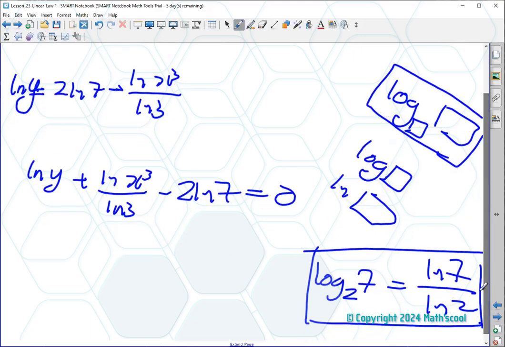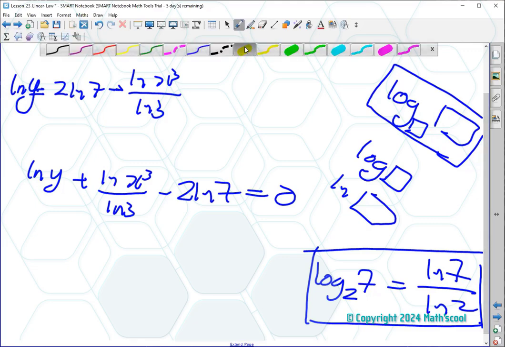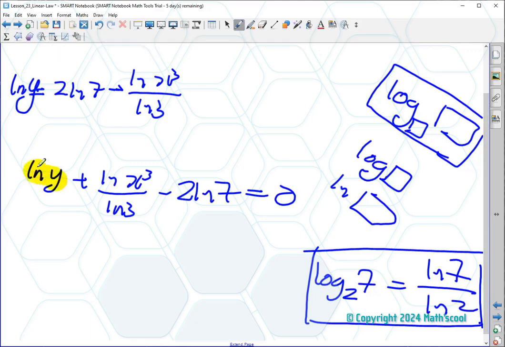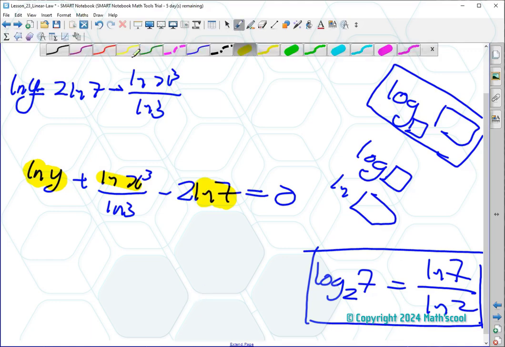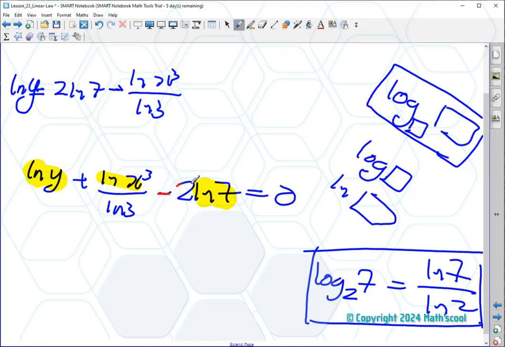Would you then squash the logs? You can't squash the logs because for you to be able to squash the logs, this log can't have anything in front of it. And this log can't have anything in front of it. And this log can't have anything in front of it. And 2 of our logs have got something in front of it. This one has got a minus 2 in front of it. I mean, the minus is all right. You're allowed a minus, but not the 2. And then this log has got a 1 over ln 3 in front of it.